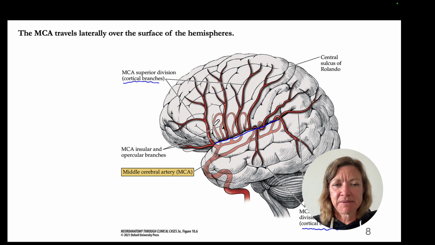But this slide looks confusing because there's all this stuff going on that you actually can't see from the outer surface of the brain.